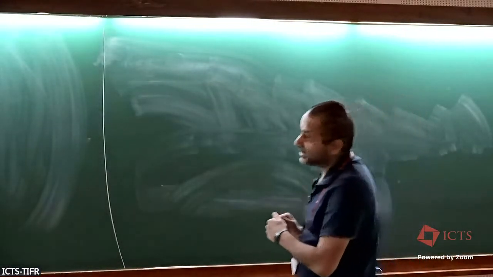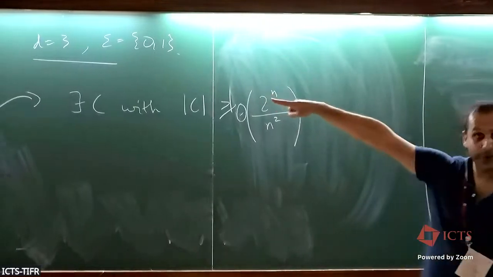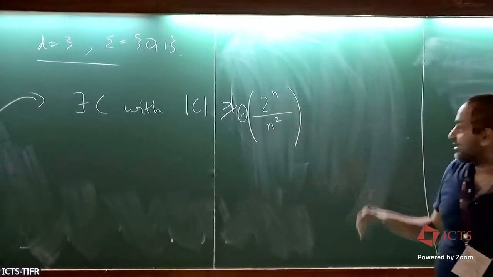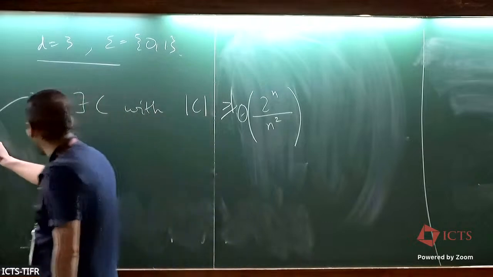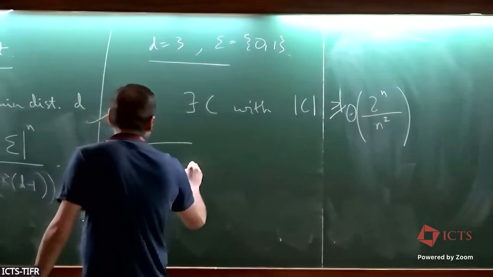Okay, so let me also mention now that in the setting of d equals 3 and sigma equals {0,1}, we do know the true answer. The true answer is not this. It is that the volume packing bound is tight. These are called Hamming codes, invented by Hamming in his original paper.